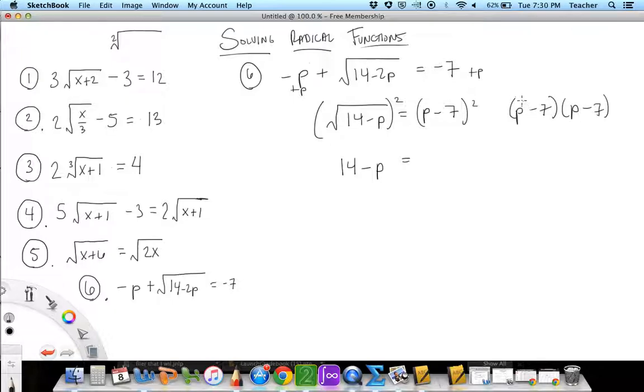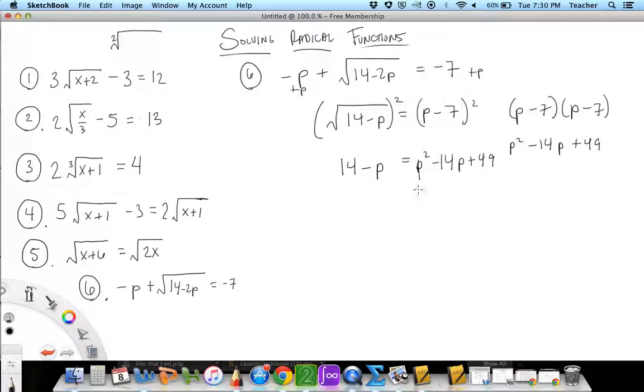So if you were to FOIL that, you would get p squared minus 14p plus 49. If you just distribute the square, you miss this middle term here. So p squared minus 14p plus 49. As you get better at foiling, you'll recognize these and do them a lot quicker because you just take p times negative 7, negative p, add them together. You kind of get the pattern going.